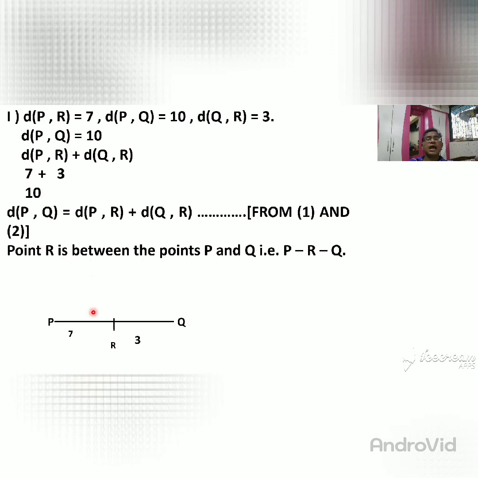So this is point R in the diagram. This point R is between point P and point Q. Do you understand why it is between? Because the bigger distance is equal to the sum of the two smaller distances. So that is equal. Then we can go towards the second problem.